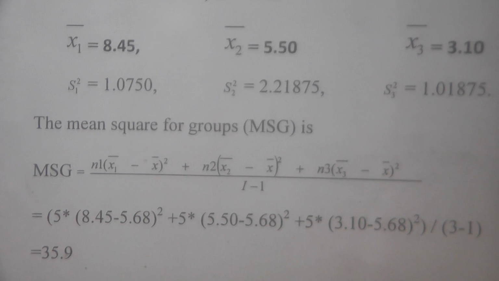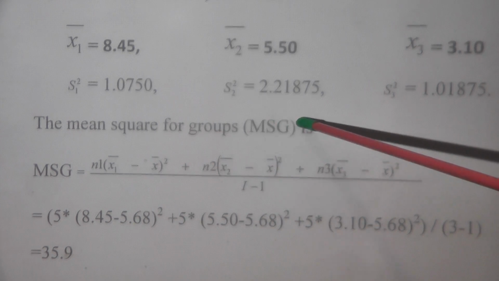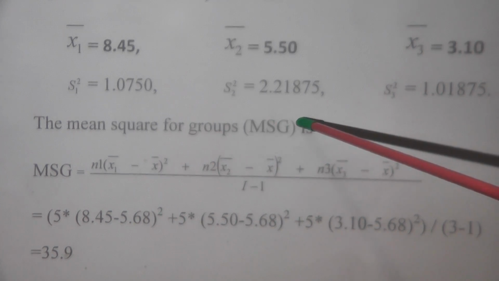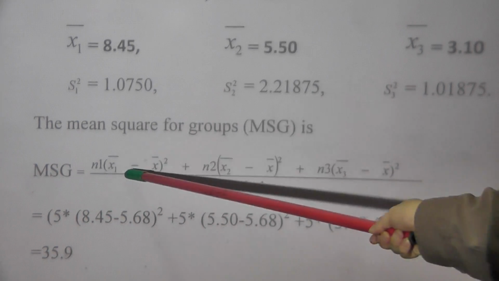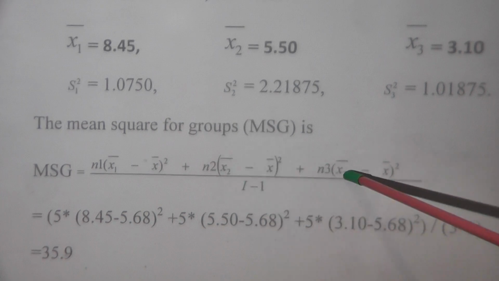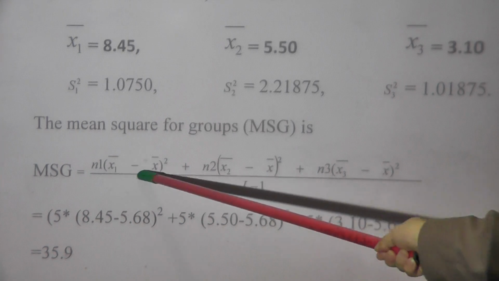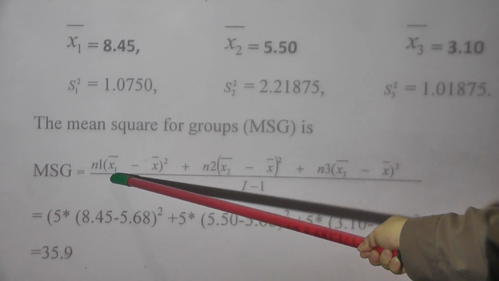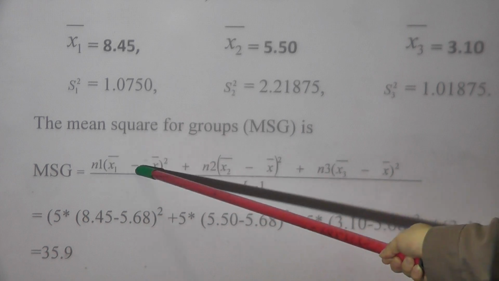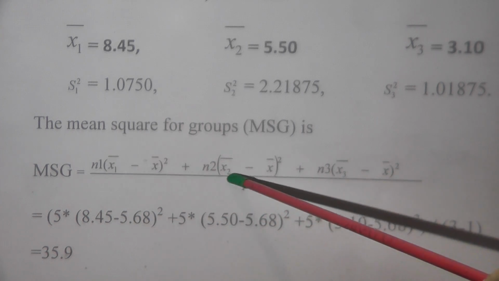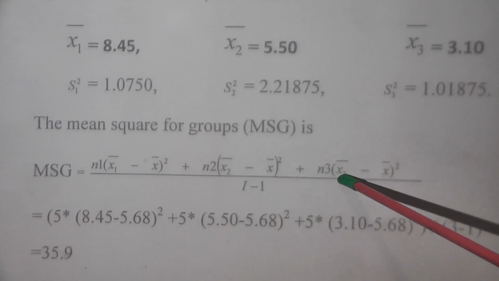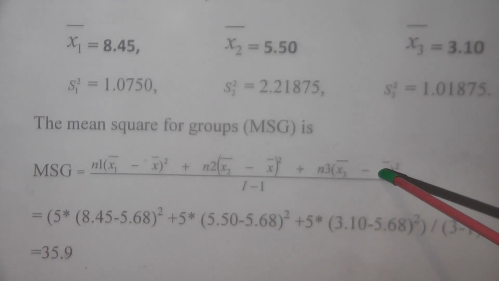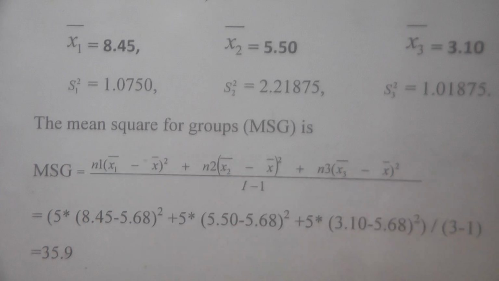Okay, let's see. If H naught is true, the first group, second group, and third group of people don't make a big difference. That means X1 bar, X2 bar, X3 bar are quite close to each other. Therefore, they are all close to X bar. The difference between the first group mean and the overall mean should be small. Same thing, this is also small. This X bar 3 minus X bar should also be small. Therefore, MSG should be small.